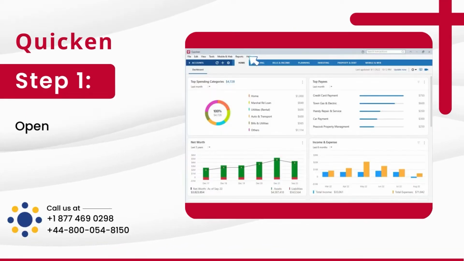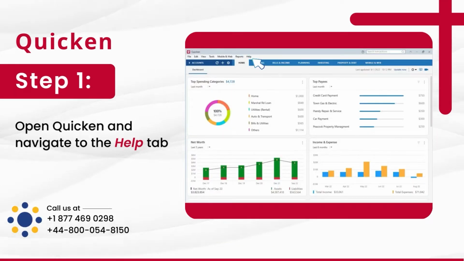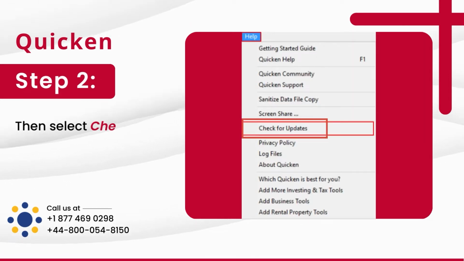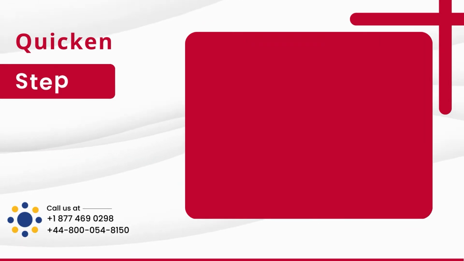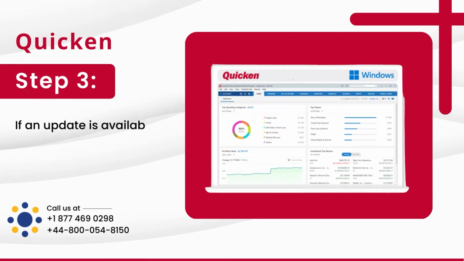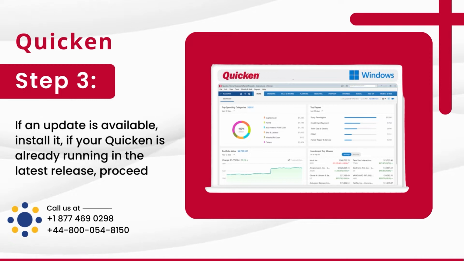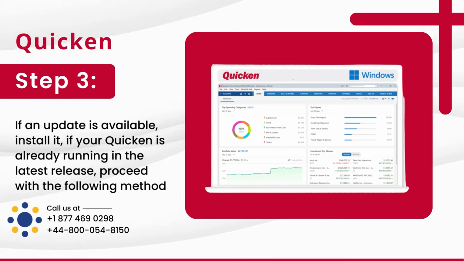Step 1. Open Quicken and navigate to the Help tab at the top of the screen. Step 2. Then select Check for updates. Step 3. If an update is available, install it. If your Quicken is already running in the latest release, proceed with the following method.